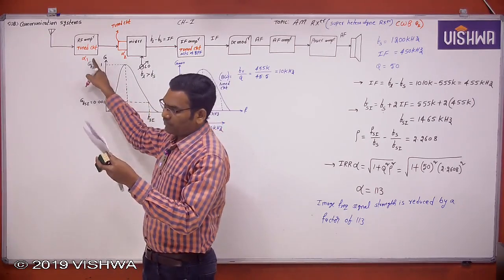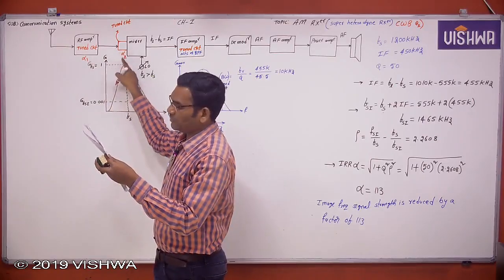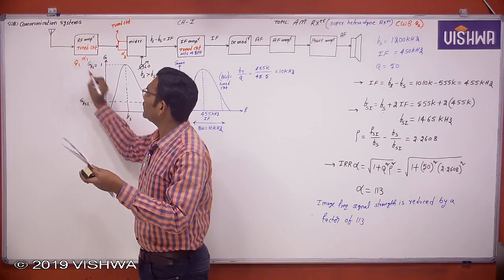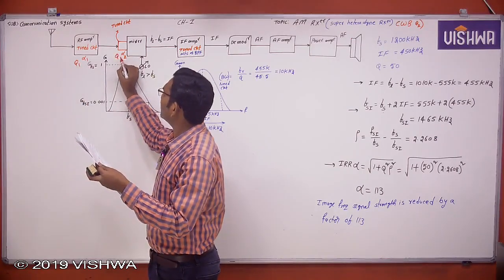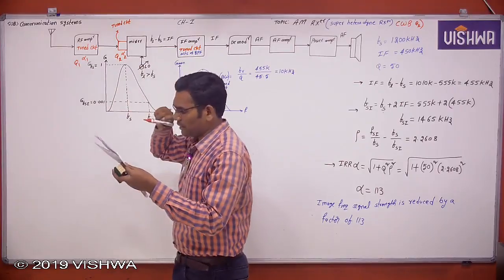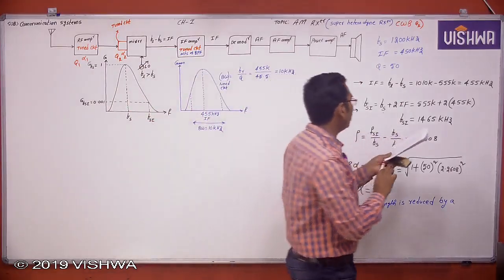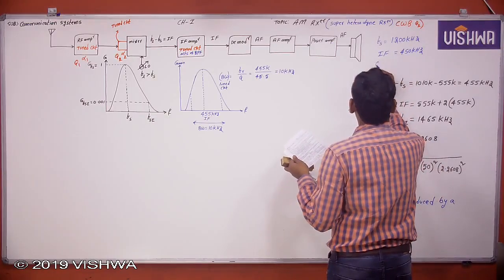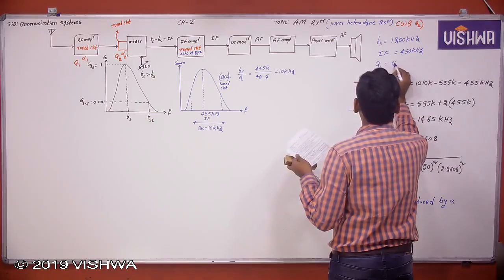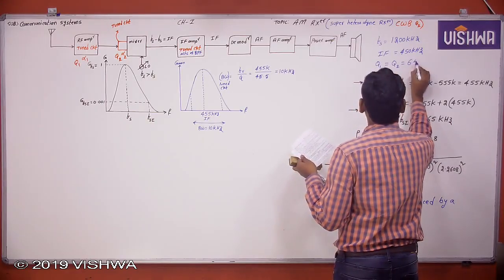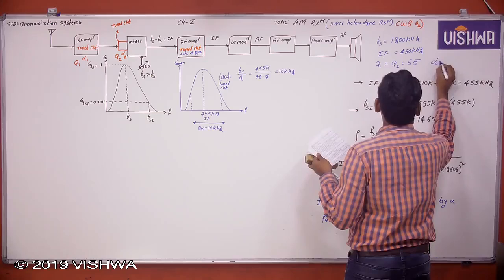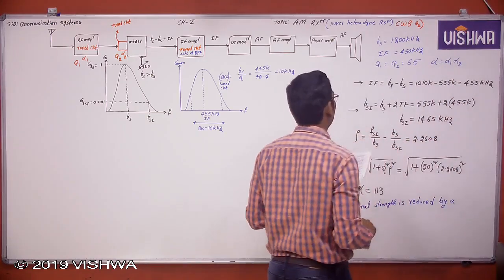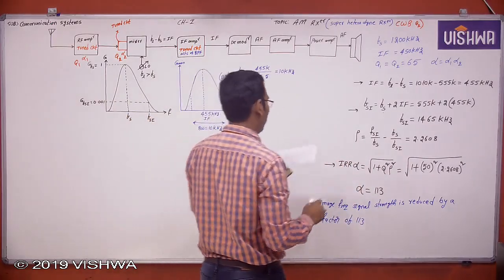the RF amplifier and at the input of the mixer are the same, which is equal to 65. So the quality factor at the RF amplifier is Q1, and the quality factor at the input of the mixer is Q2, which is equal to 65. Therefore, the image rejection ratio is equal to alpha 1 into alpha 2, the overall image rejection ratio.